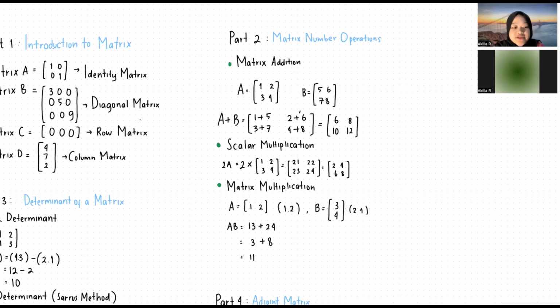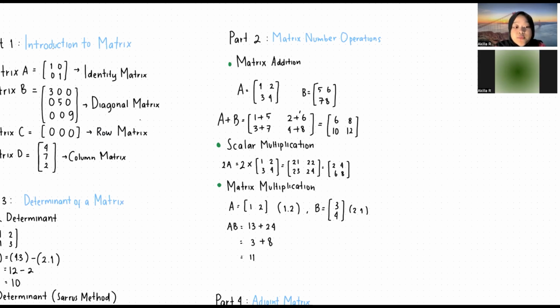Scalar multiplication means we multiply each element by the scalar, in this case 2. 1 times 2 is 2, 2 times 2 is 4, and so on. The result is another matrix of the same size. The last one is matrix multiplication.